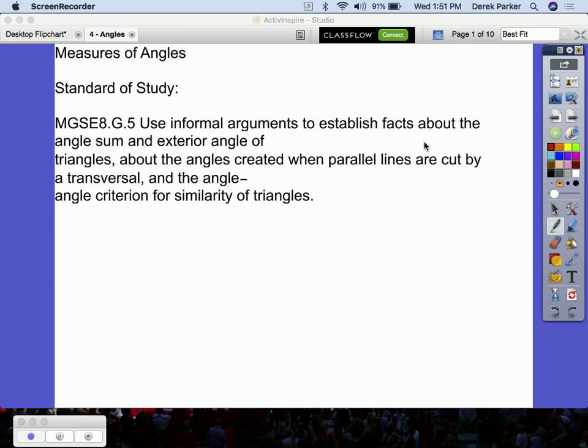In this lesson, you're going to learn measures of angles. The standard of study is G5: use informal arguments to establish facts about the angle sum and exterior angle of triangles.